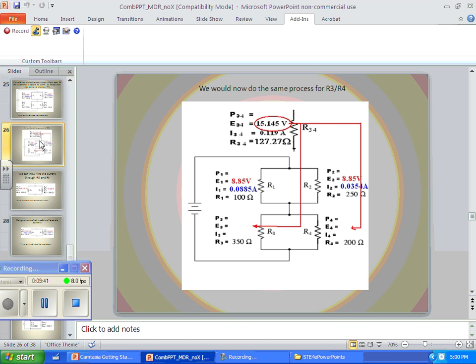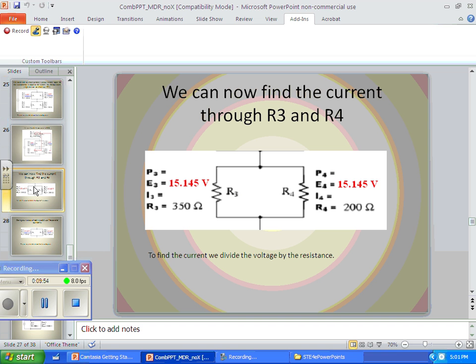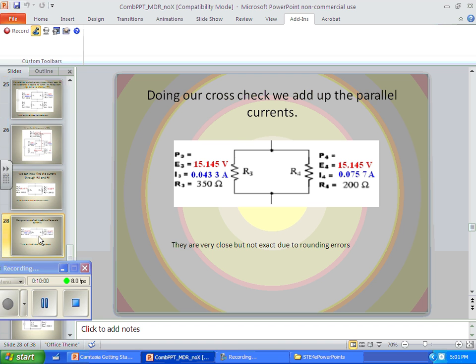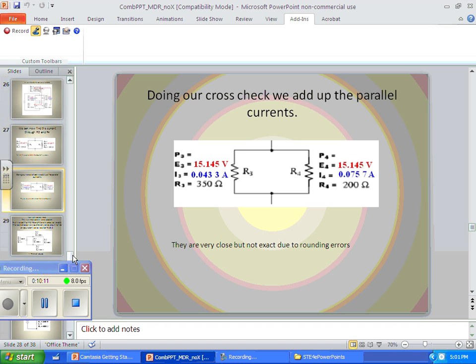Now let's go down and put our voltage in the bottom thing, and we're going to put in 15.145 volts. We're going to divide by 350 to get our current there. And on the right lower hand corner, we're going to put in 15.145. We're going to divide by 200 ohms. And because of that, we're going to find our current in each of those branches is 0.043 and 0.0757. And what do those add up to? Somebody say 0.119. I think it does too.